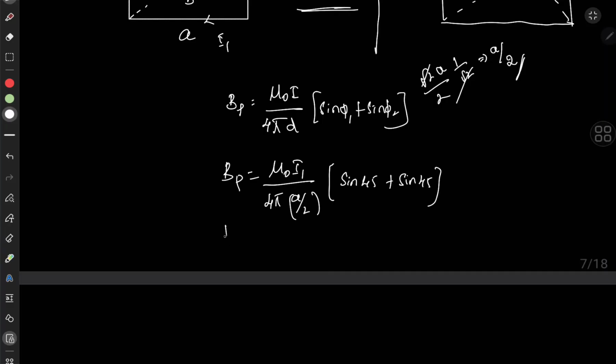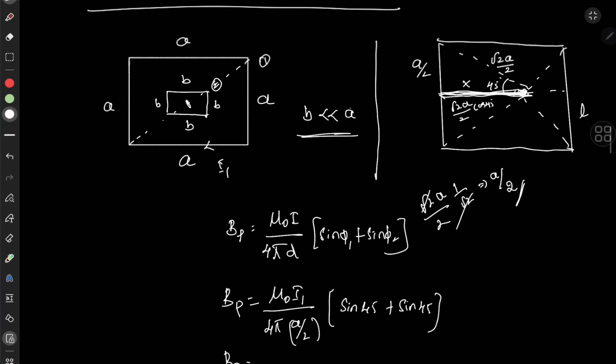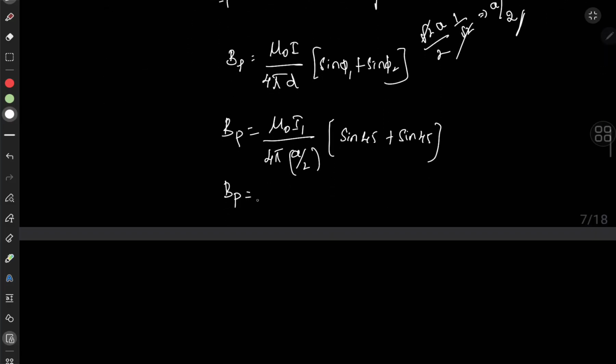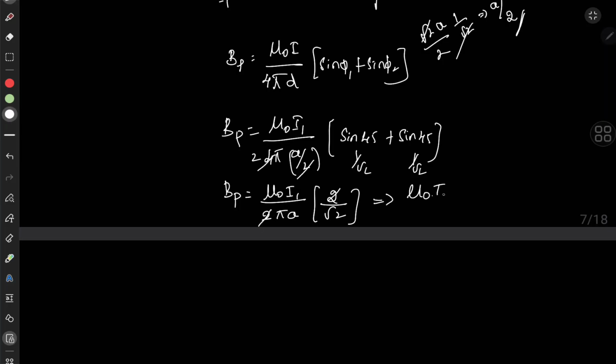It is nothing but the magnetic field at the center, from the single rod we are calculating. Later we will multiply this. So this is going to be mu naught I1 divided by 2 pi a, because 2 ones are 2 twos are. Sine 45 we write as 1 by root 2, 1 by root 2. Then we add that, we get 2 by root 2. The 2 cancels. Then the magnetic field is going to be mu naught I1 divided by root 2 pi a. This is the magnetic field.